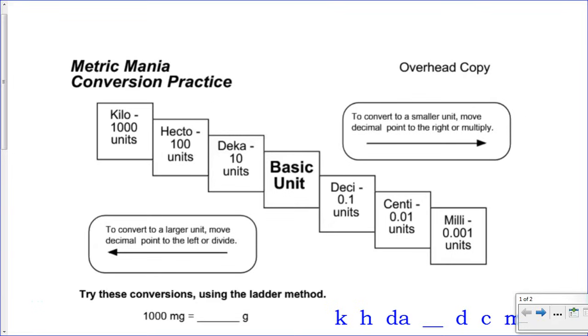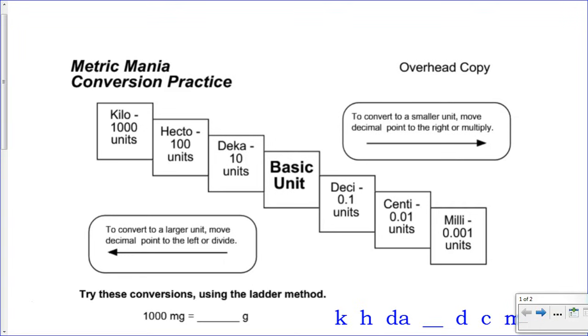Hello, this is a little review exercise on metric conversions. So the first thing you have to know if you're dealing with metric conversions is you need to know the basic order of the prefixes. And so they go kilo, hecto, deca, and then this basic unit or this base unit is without a prefix, and then deci, centi, milli.